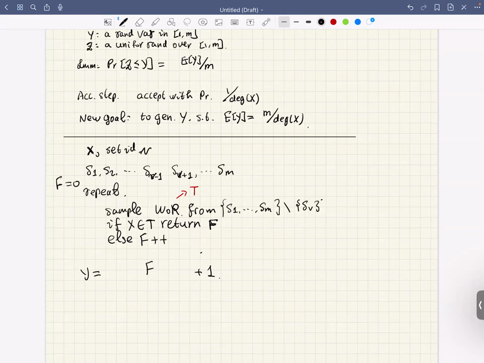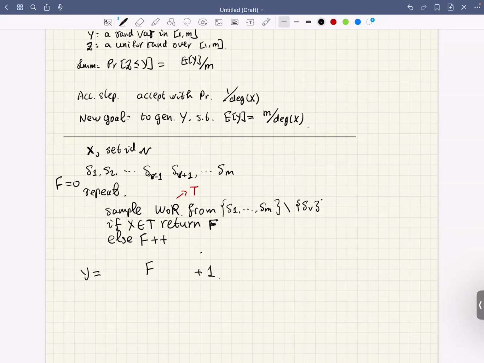In the beginning, you set f to 0. Okay, and then you take a sample. If this set contains this element x, then you return the current f. Otherwise, you increase it by 1. Okay, so this is what it's supposed to do. All right, now finally, this y will be f plus 1, right?